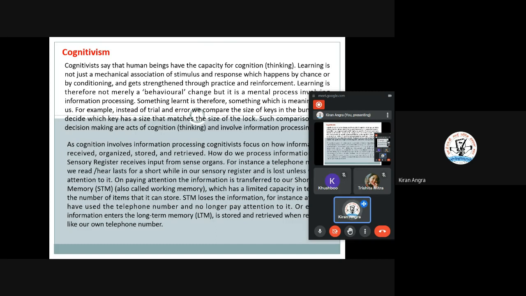As cognition involves information processing, cognitivists focus on how information is received, organized, stored, and, whenever required, retrieved. I give you a very small example. We all should understand we have a short-term memory and a long-term memory. For example, somebody gives us a telephone number.